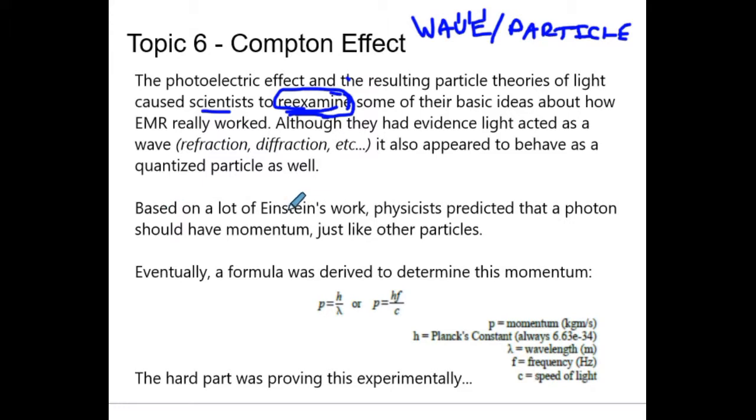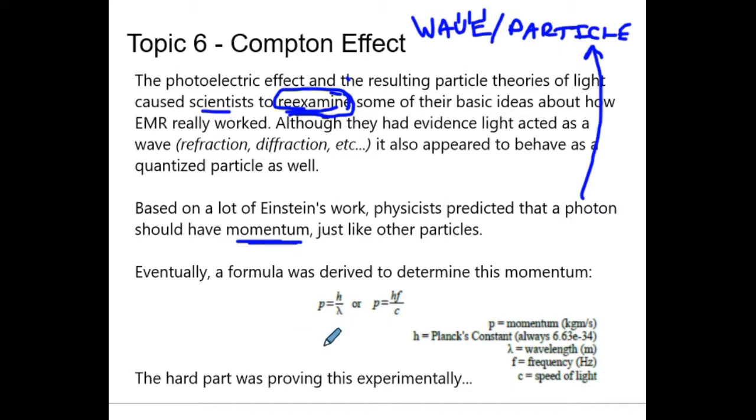Based on Einstein's work, physicists predicted that a photon, which is like a particle again, right? A photon would be a particle of light. It should have a momentum. That's what their theory was. Anything else that's a particle should have a momentum. So the question was, could they prove this?